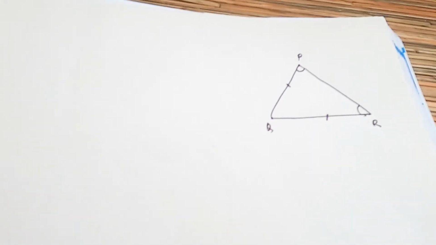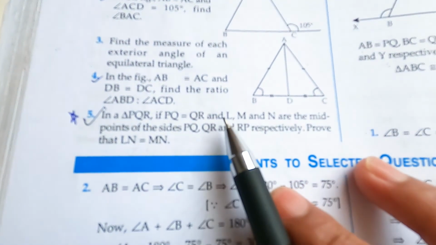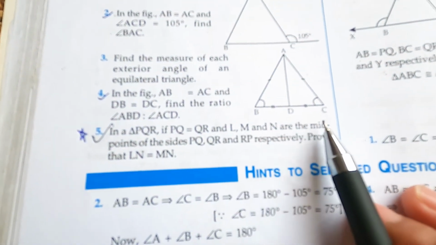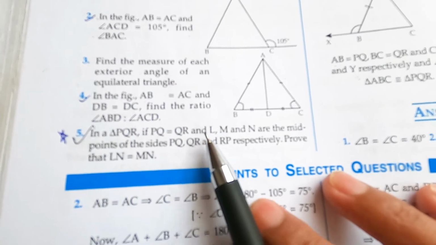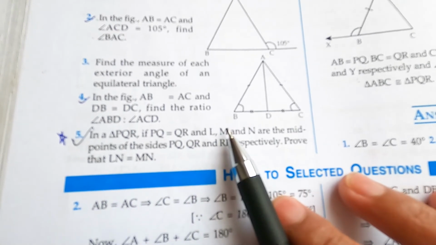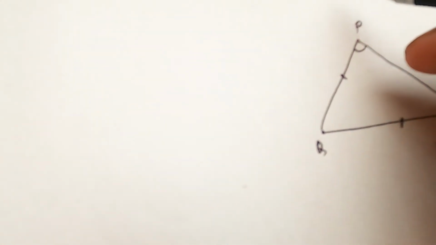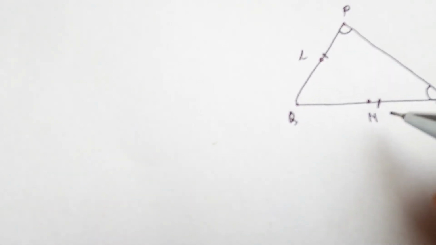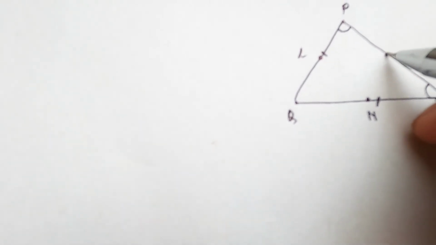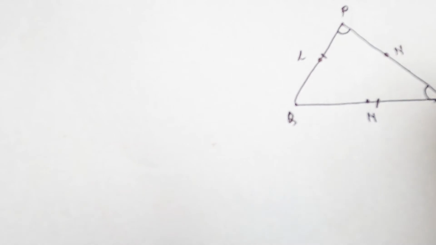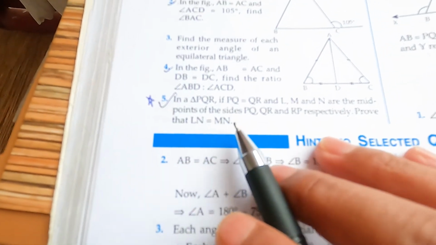Also the other condition: L, M and N are the midpoints of the sides. So L will be the midpoint of PQ, M will be the midpoint of QR, and N will be the midpoint of RP. Alright, so prove that LN is equal to MN.